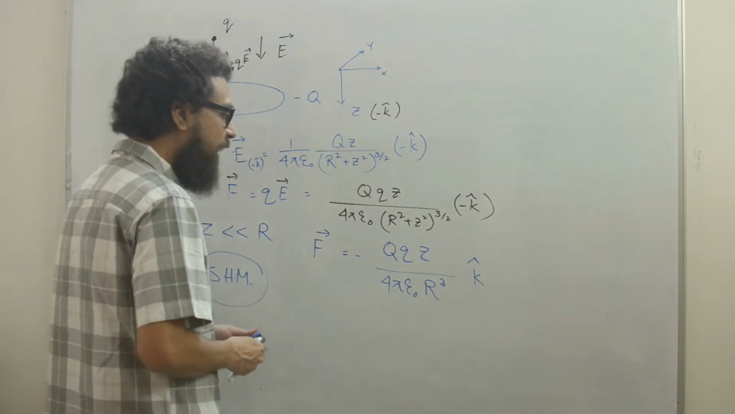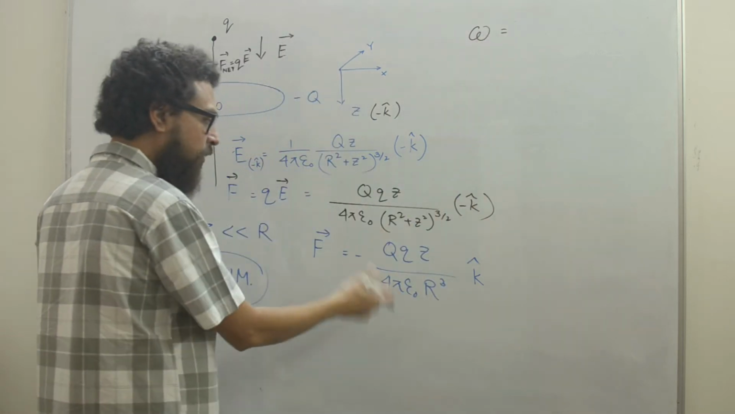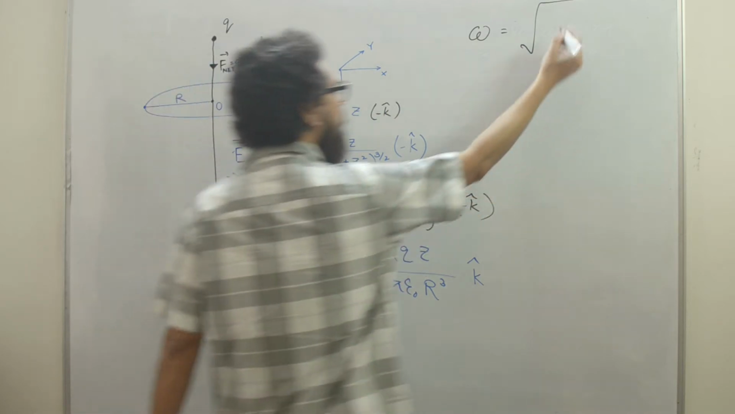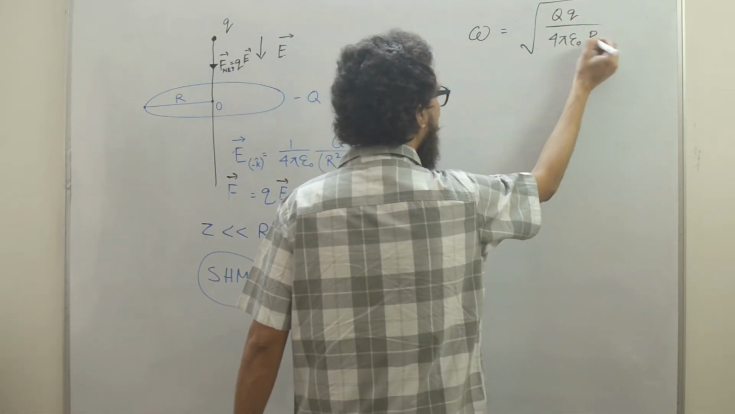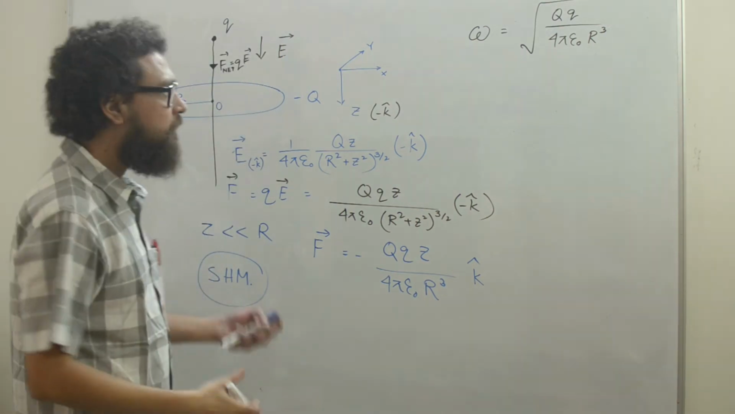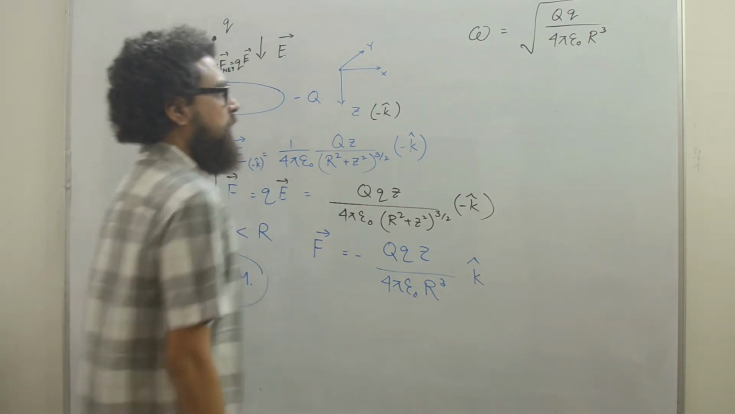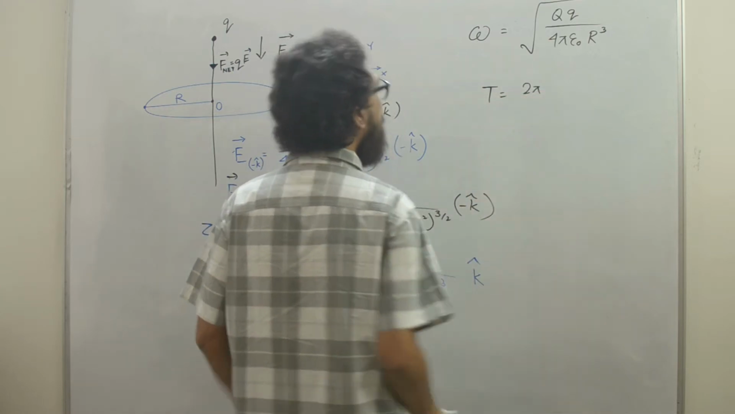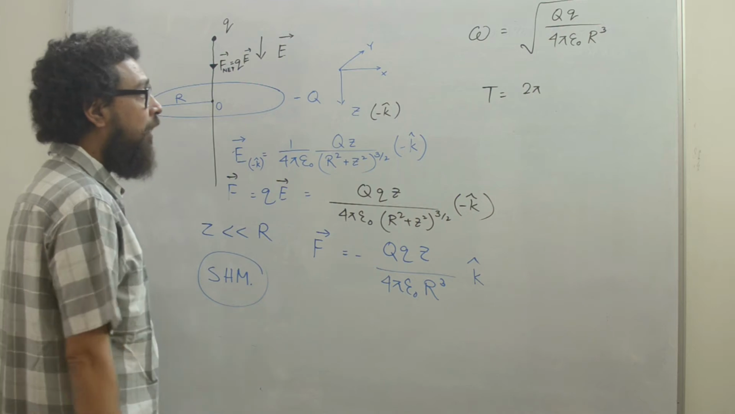Great. So what is the acceleration of that? What is omega here? You can understand. Omega square and all. So omega is square root of capital Q, small q by 4 pi epsilon naught capital R cube. This is omega here, square root now. Okay? Great. So what will be the time period for this particular motion? 2 pi by omega. So we can easily find it out.